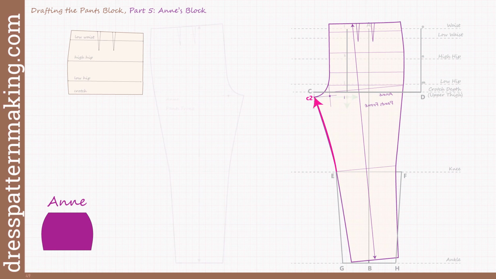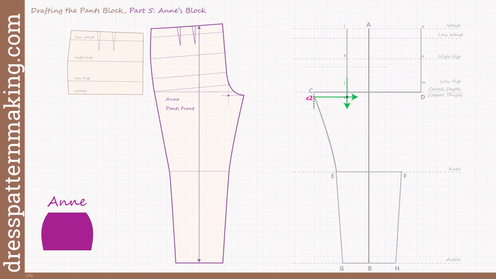Same difference. I'll draw the guidelines for the back crotch curve. I'll extend the L to I line down for a few inches below the crotch level, then at right angles draw another line to touch point C2. I'll mark the intersection of those two lines with an X.